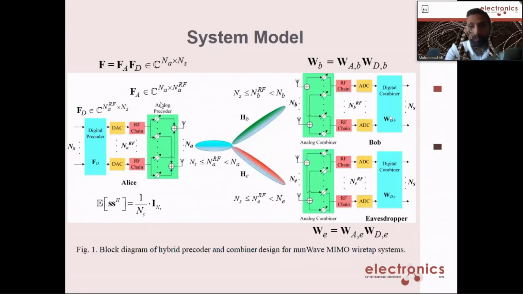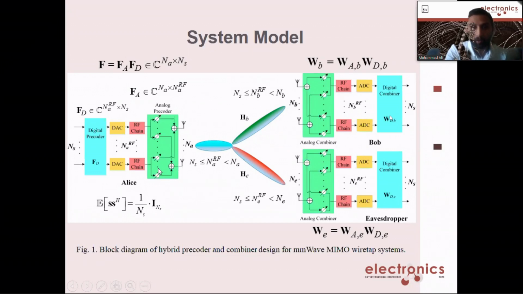In our system model, we are using a very simple setup in which we have Alice, the transmitter, Bob, the receiver, and the eavesdropper, Eve. In this case, the transmitter to receiver channel is known as HB, and the transmitter to eavesdropper channel is known as HE. In this model, all three parties have antennas NA, NB, and NE. Here in this model, we will use small a, small b, and small e for Alice, Bob, and the eavesdropper.